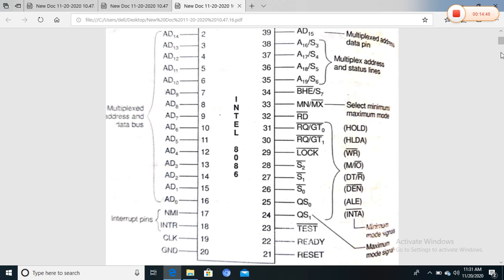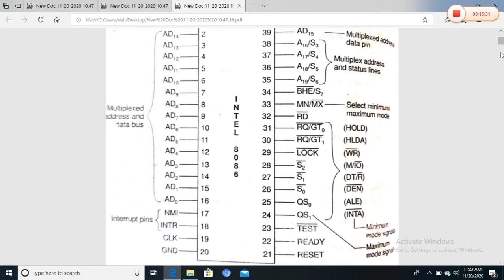Next pin is interrupt INTR, pin number 18. This is an interrupt request, a level triggered interrupt request input pin. If any interrupt occurs in a processor, this pin gives the information of the interrupt. If an interrupt request occurs, the processor enters into the interrupt acknowledge cycle, and then the interrupt acknowledge signal, INTA, is generated. For that, the interrupt pin is used.